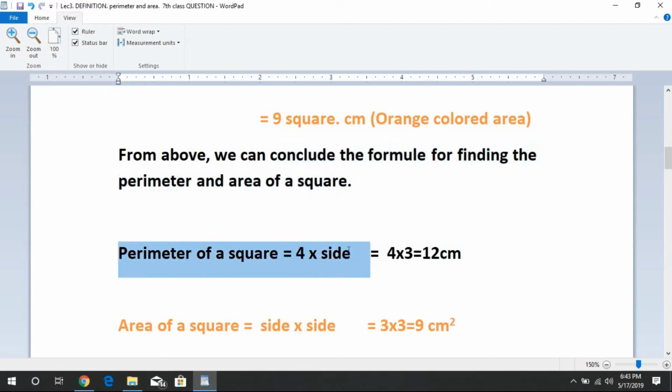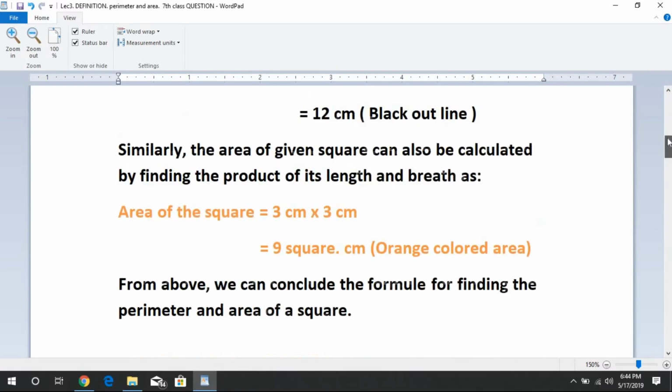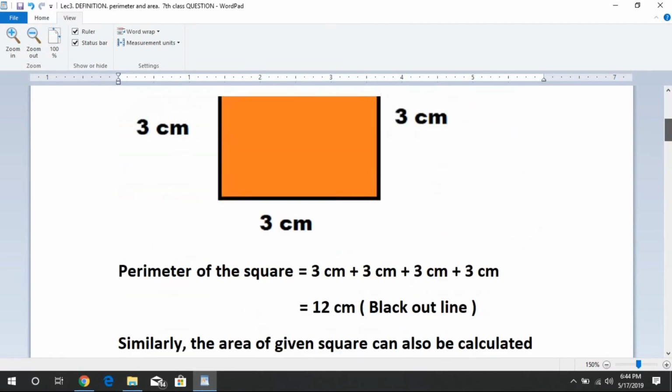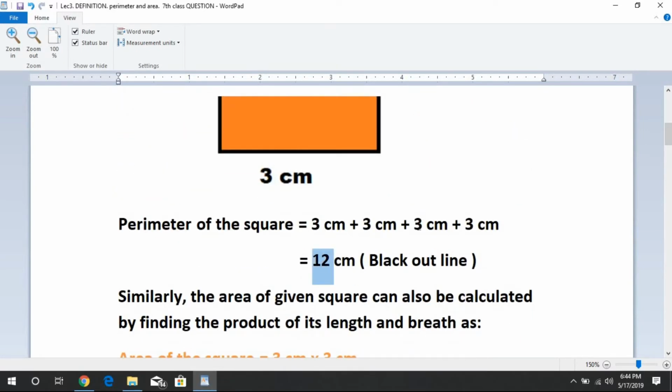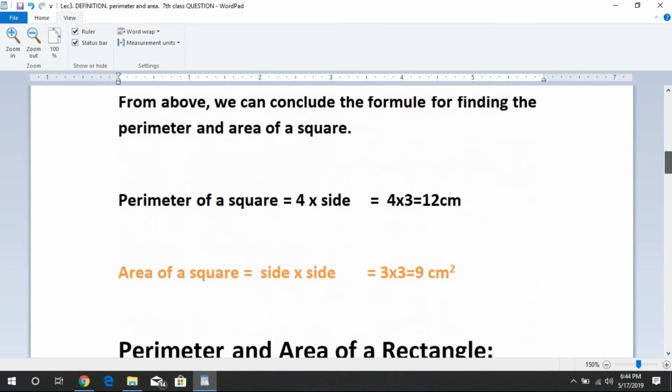First, perimeter of a square is equal to 4 multiplied by side. This highlighted portion is the perimeter of a square, and this is the calculation of the above diagram. 4 multiplied by 3 is equal to 12 centimeter, the perimeter, which is already calculated here, 12 centimeter.